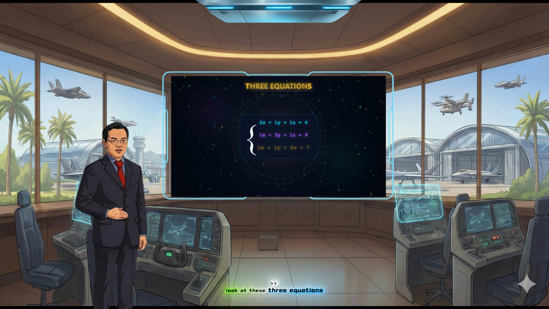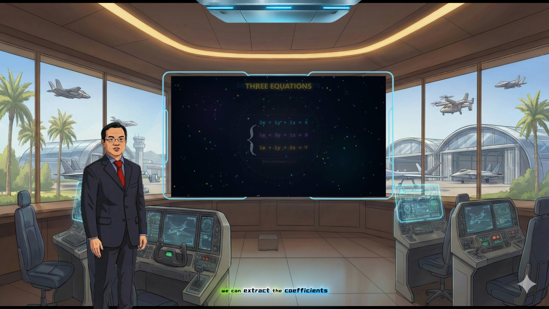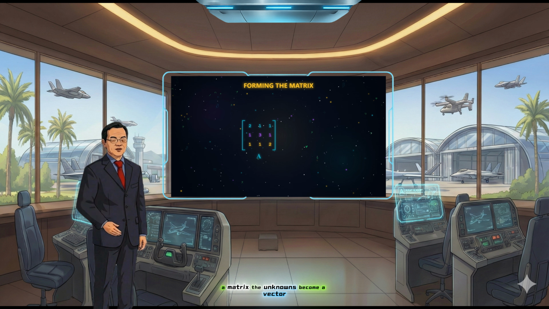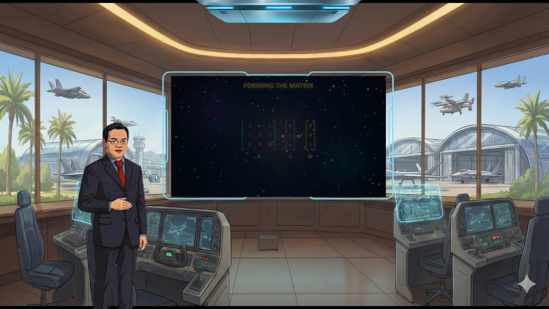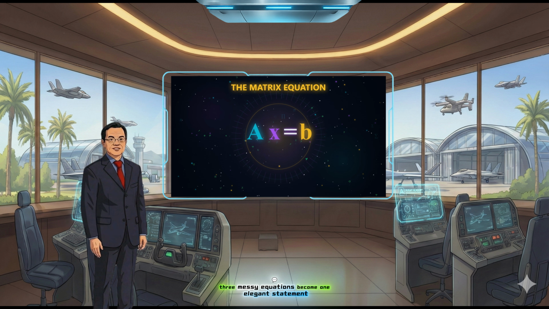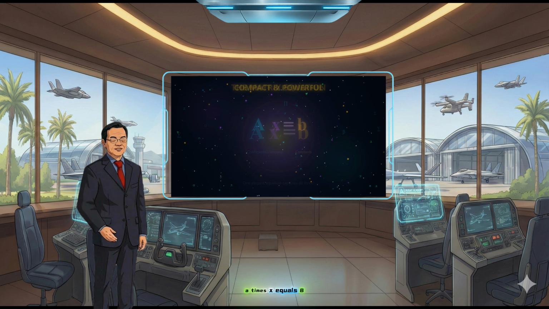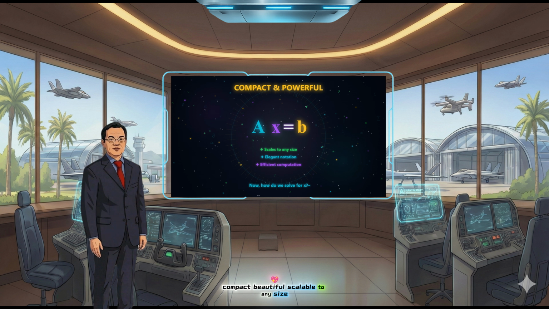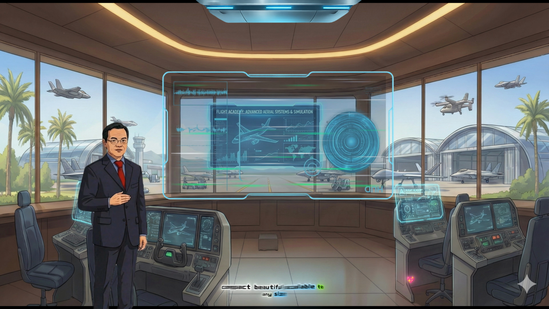Look at these three equations. There's a pattern here. We can extract the coefficients and arrange them into a grid, a matrix. The unknowns become a vector. The constants become another vector. And suddenly, three messy equations become one elegant statement. A times x equals b. This is the power of matrix notation. Compact, beautiful, scalable to any size.